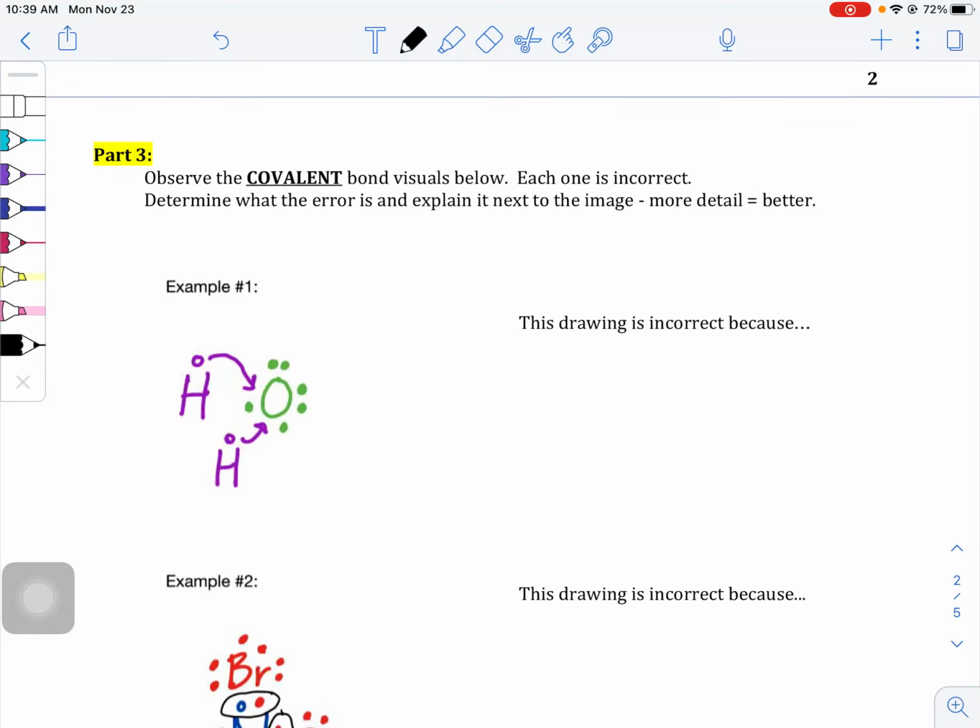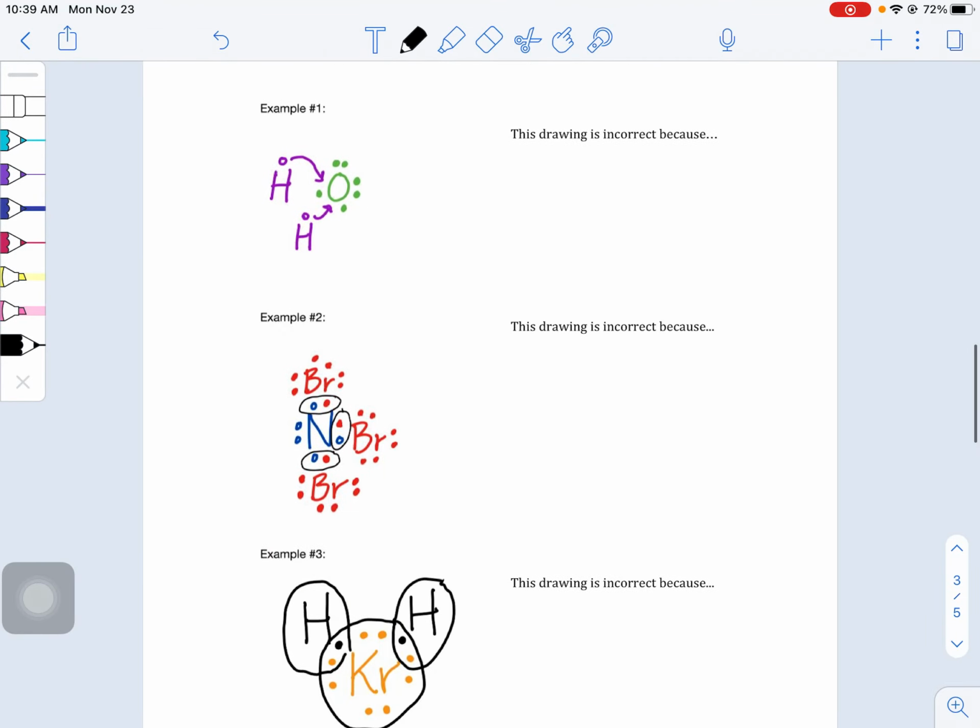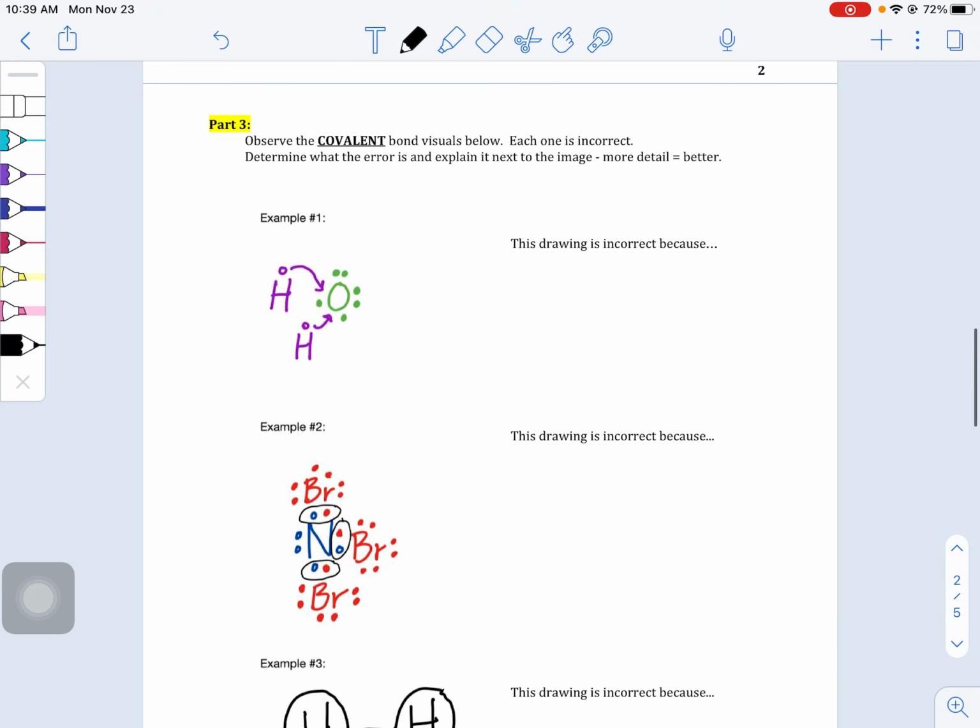Part 3 here, we're looking at 3 examples that are trying to show a covalent bond, but each one has something incorrect about it. So looking at the diagrams, we want to be able to explain next to the picture what is incorrect, and your explanation may also include a diagram, if that's easier for you to explain with that.